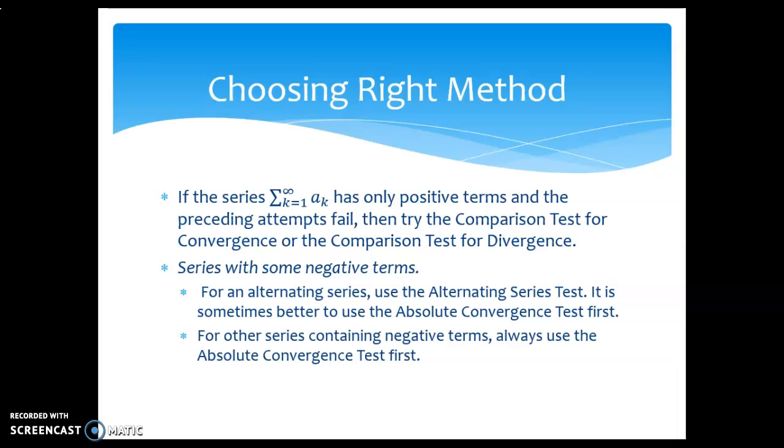If the series a sub k has only positive terms and the preceding attempts fail, then we try the comparison test for convergence or the comparison test for divergence. Series with some negative terms: for an alternating series, we use the alternating series test. It is sometimes better to use the absolute convergence test first. For other series containing negative terms, always use the absolute convergence test.